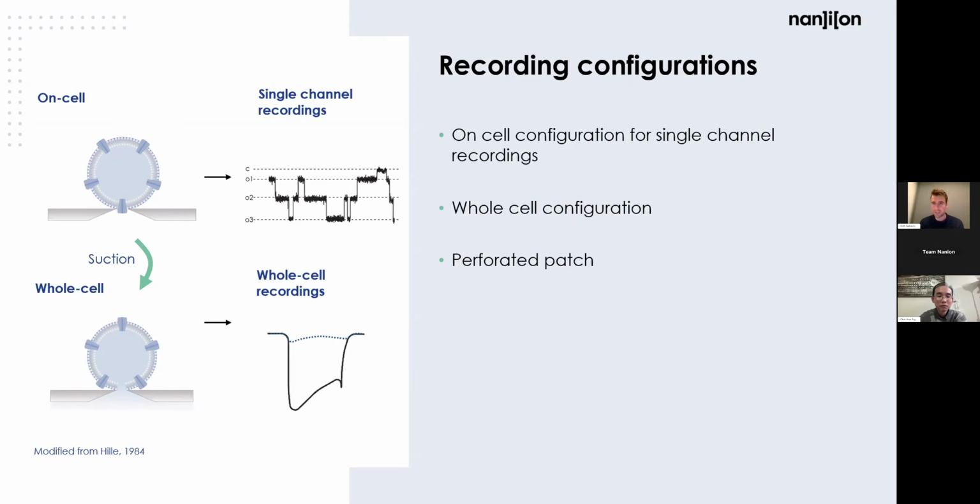Now, a third configuration that's not shown here in cartoon form is perforated patch. And this involves the application of a perforating agent, such as an antibiotic, into the internal solution, which penetrates the membrane with very small pores over that patch clamp hole. And this keeps the cytoplasm intact, but it still allows us electrical access to the interior of the cell. And this can be useful for some experimental applications.